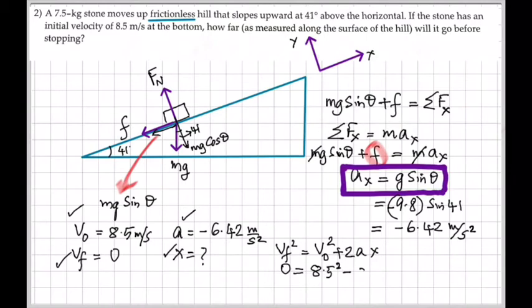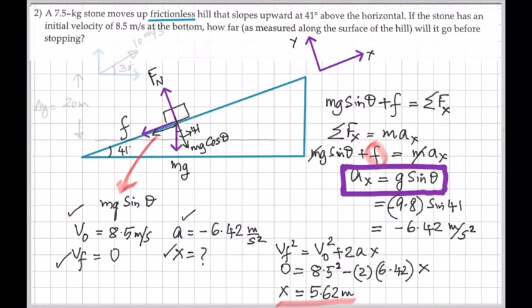And this is going to become negative because 6.42 is negative. And then you have x. Rearrange that and calculate. So when you do all that and rearrange, you're going to get x is equal to 5.62 meters. Who got this answer on the exam? Do you remember? So here we go.